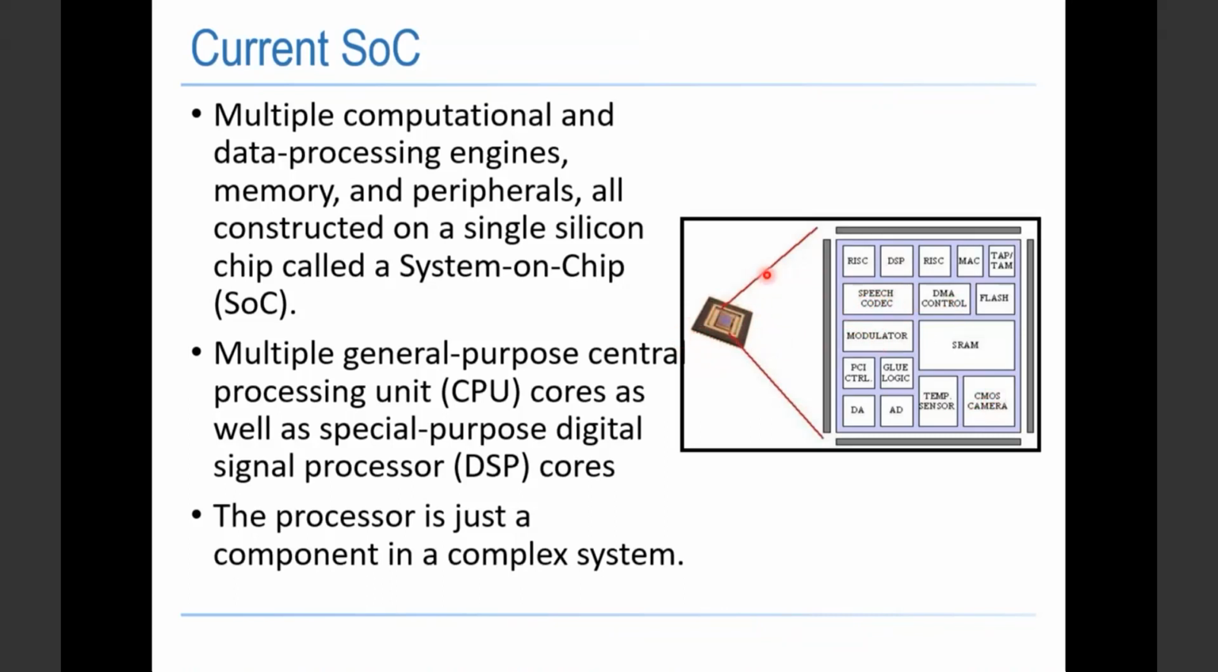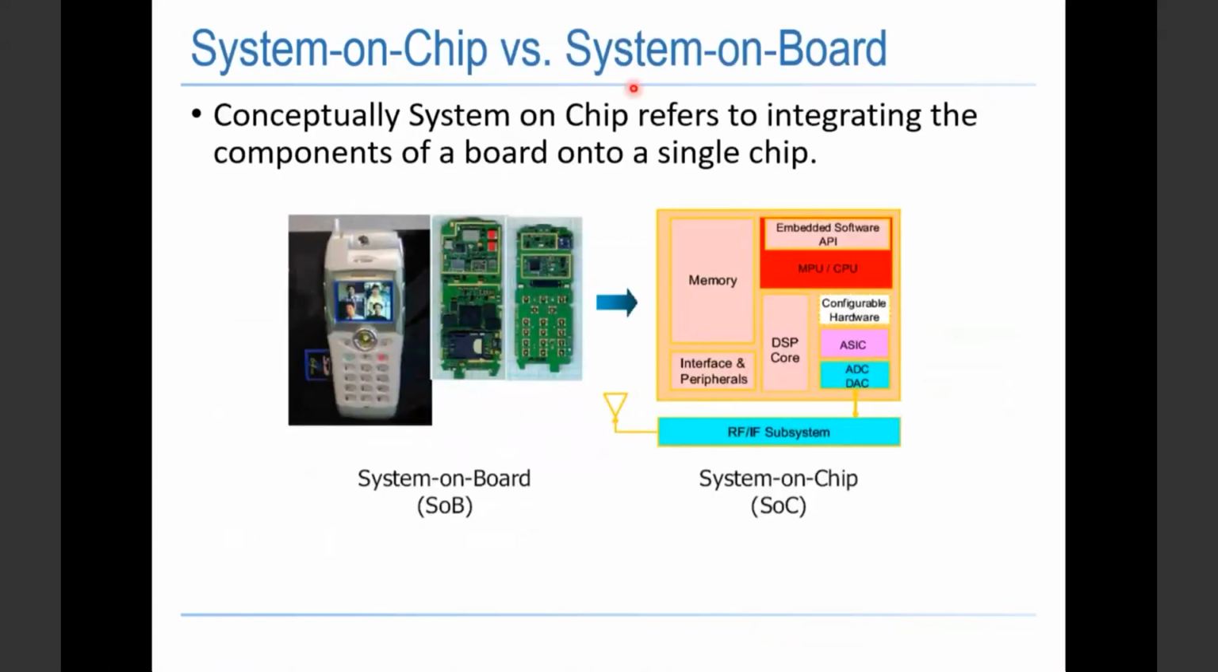All of the modules or components, instead of just the CPU, have another processor already embedded inside the same chip. That is what we call a system on chip. Now we are going to look at the difference between the SoC and system on board.